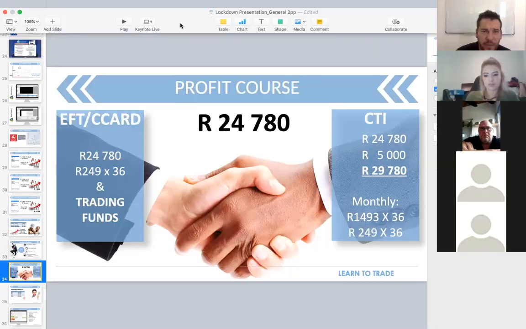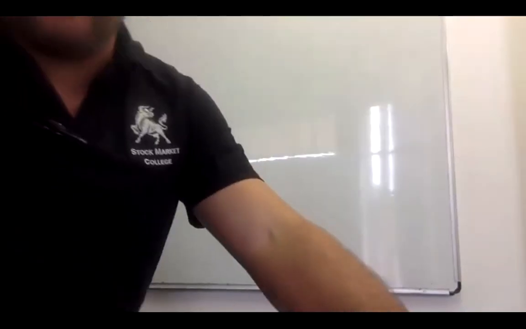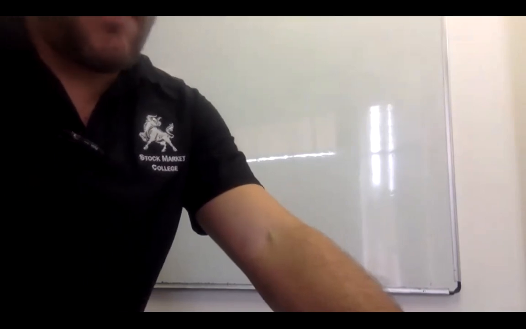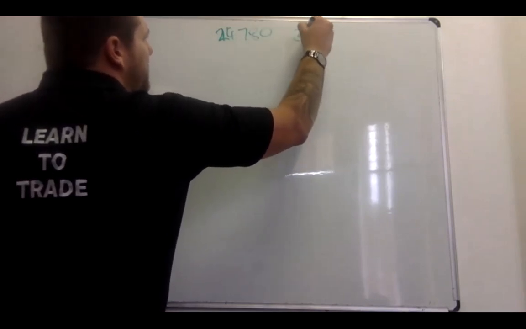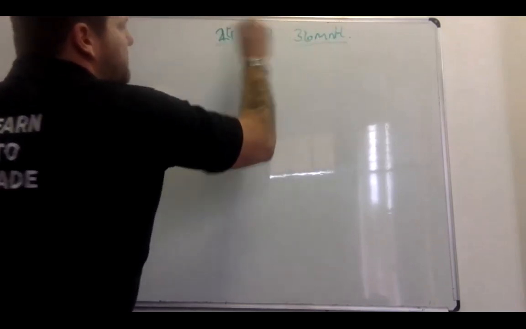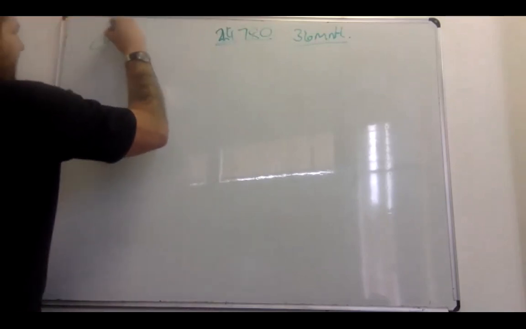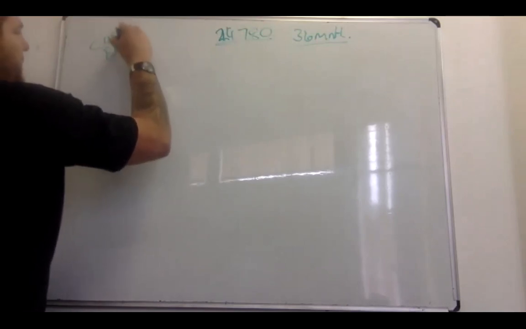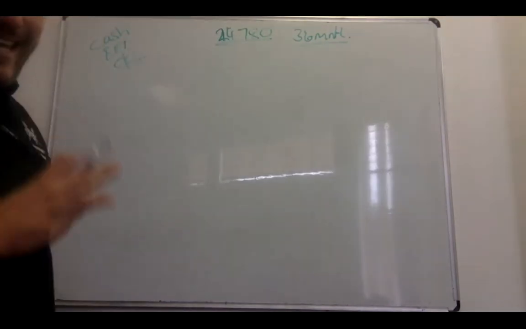Now I'm going to stop sharing quickly because I want to go to the board. All right. Now, just make sure that everybody can see. What we tell our clients: the course costs 24,780 for a 36-month subscription. This can be paid upfront in cash. They can EFT the money, or they can put it on their credit card. All right, they can do that.